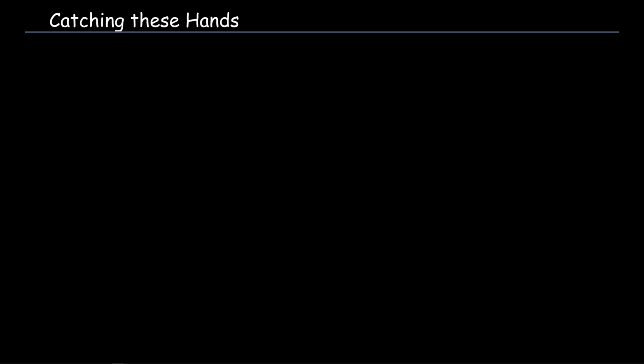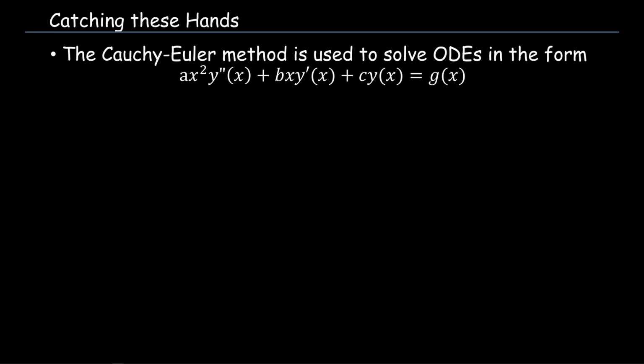Before we discuss the Cauchy-Euler method, I did mention that we will be discussing a different type of ODE. The Cauchy-Euler method is used to solve an ODE in the form of ax squared y double prime of x plus bx times y prime of x plus c times y of x is equal to g of x. This equation is famously known as the Cauchy-Euler equation, hence the Cauchy-Euler method. And it appears in a lot of physics and spherical coordinates.